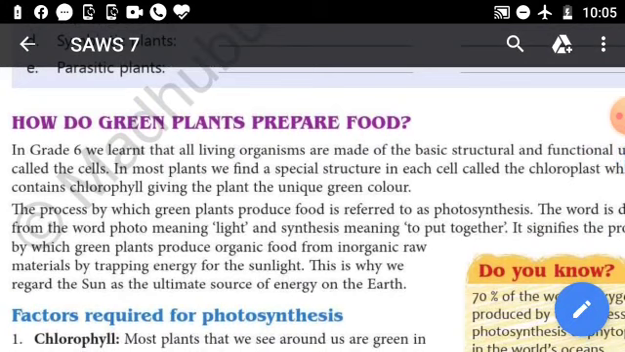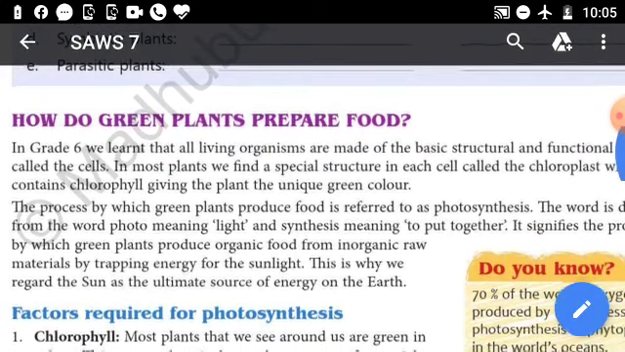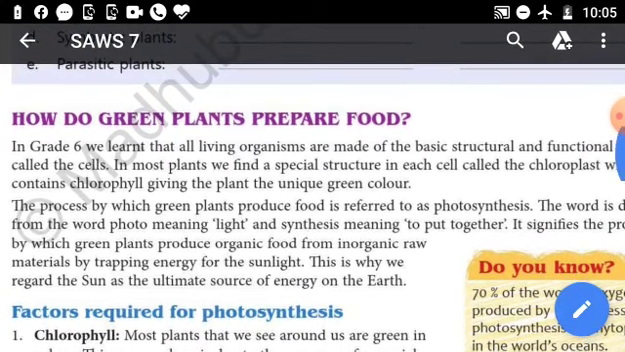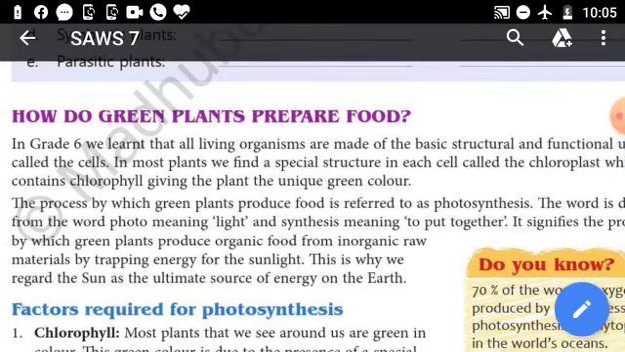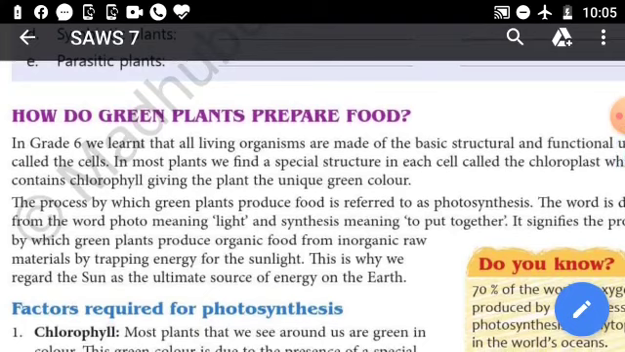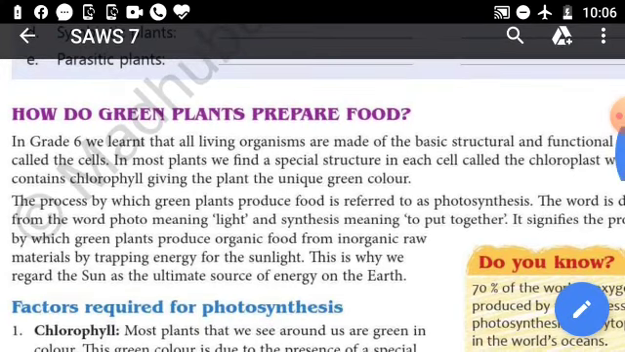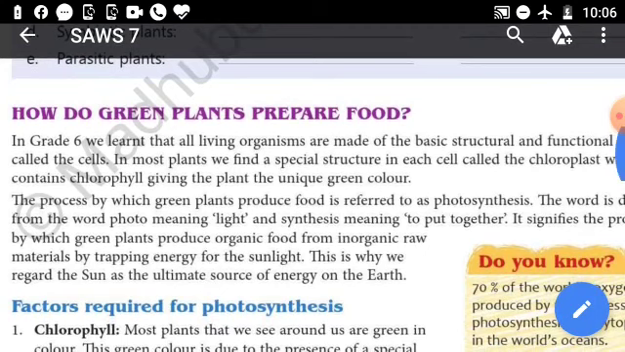Cells are very small in size and cannot be seen with naked eyes. Cells can be seen only under a microscope. We can, however, see the plants and animals around us because they are made of millions and millions of tiny cells joined together. Cells are mainly of two types, animal cells and plant cells. Now, in most plants, we find a special structure in each cell which is called chloroplast. And chloroplast contains chlorophyll, which gives the plant its unique green color.